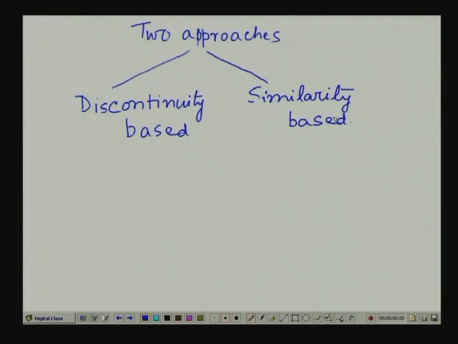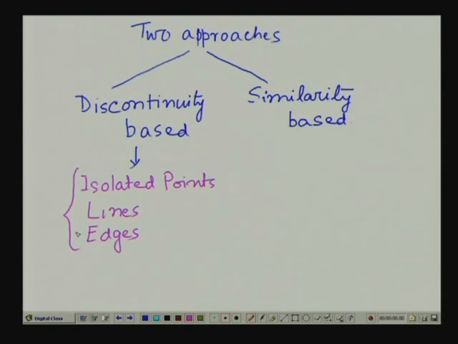In the discontinuity based approach, the partition or subdivision of an image is carried out based on abrupt changes in intensity levels, or abrupt changes in gray levels, of an image. So, under the discontinuity based approach, we are mainly interested in identification of isolated points, or identification of lines present in the image, or identification of edges.